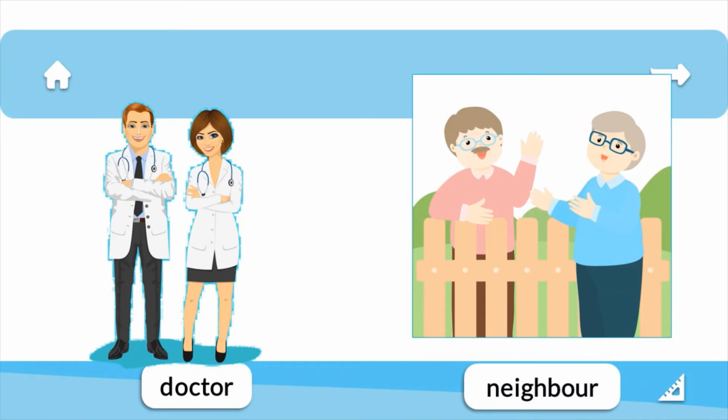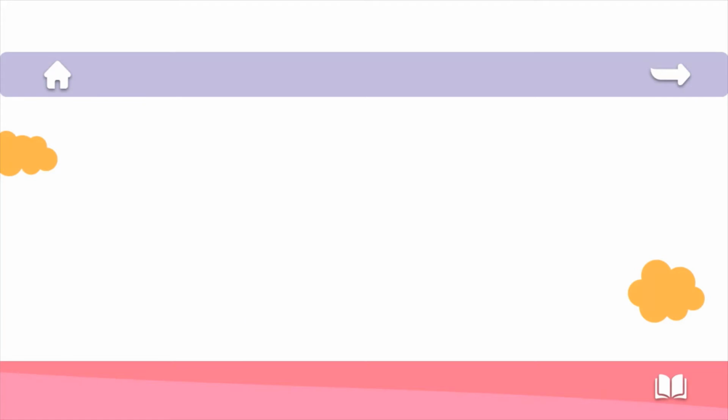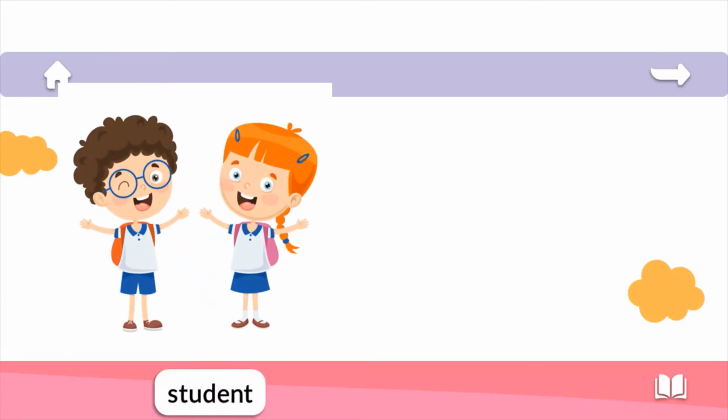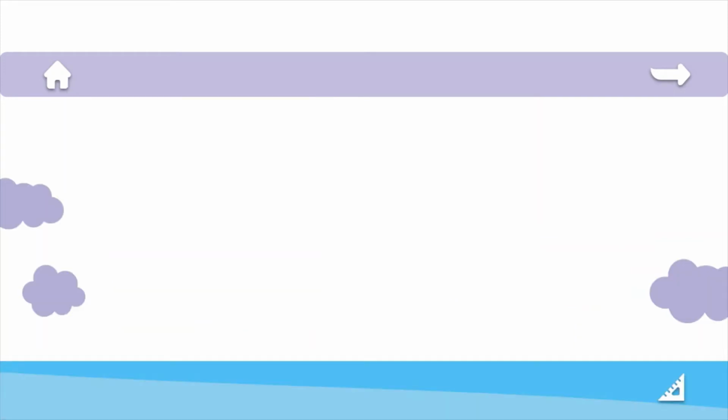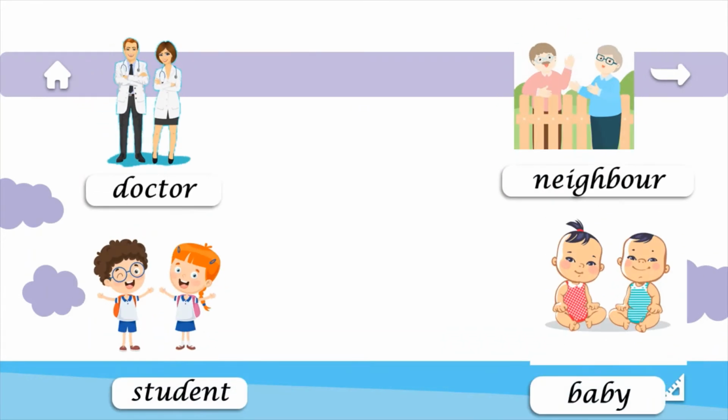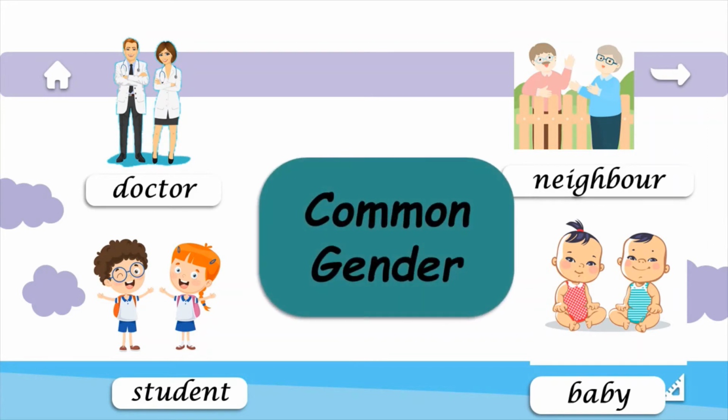Neighbor. So is the case with neighbor. Student. In the same way, student can refer to a male or a female. So it belongs to common gender. Baby. The same rule applies to baby too. So we have seen that some nouns like doctor, student, neighbor, baby can refer to both male as well as female, and hence such nouns fall under common gender category.